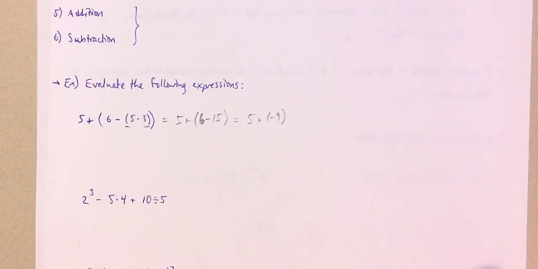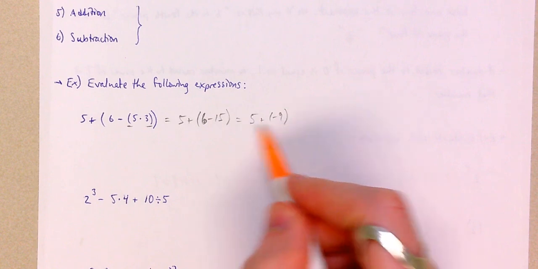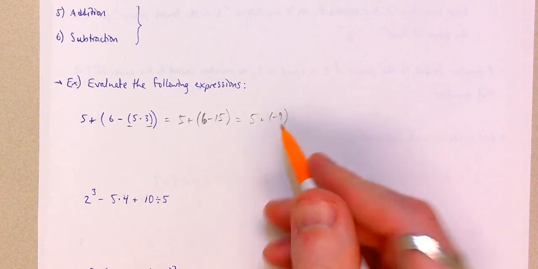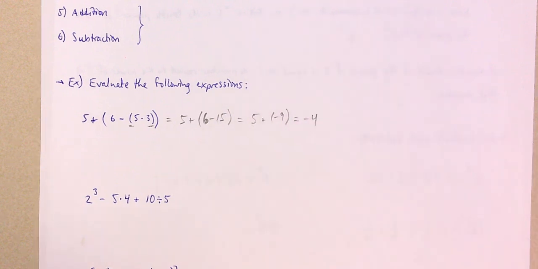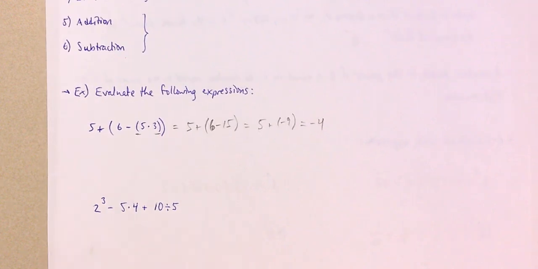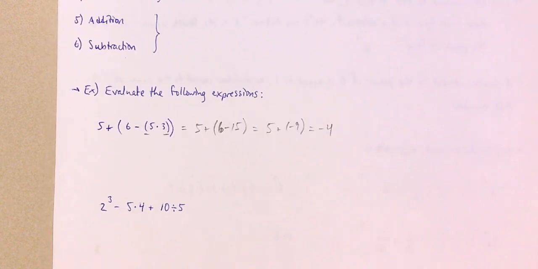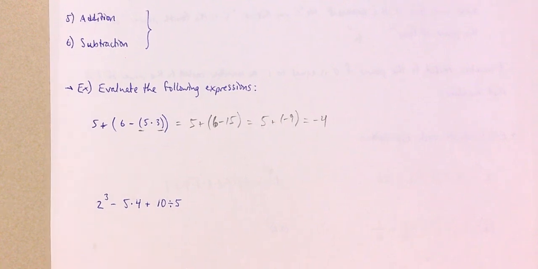And now I see that I'm adding these two quantities. So 5 plus a negative 9 is equal to a negative 4. Again, you can just do that in your head, or you can plug that into your calculator. So this is the answer that we should come up with. We should be coming up with a negative 4 here for this first one.